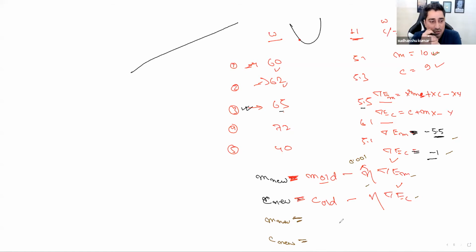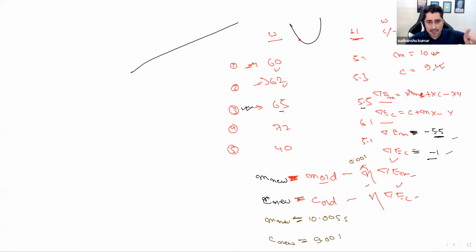So M is equal to 10.0055. And what is C? C is nothing but 9.001. So can I say that we have done minor changes? Yes, a little bit of changes we have done in M and C.